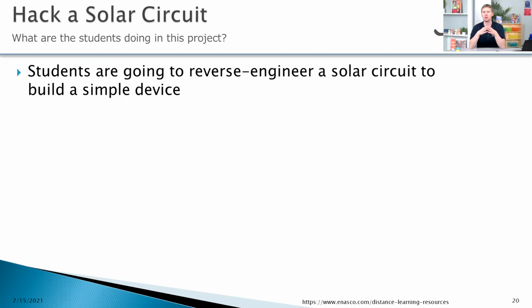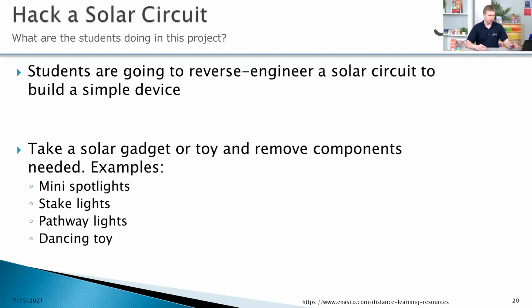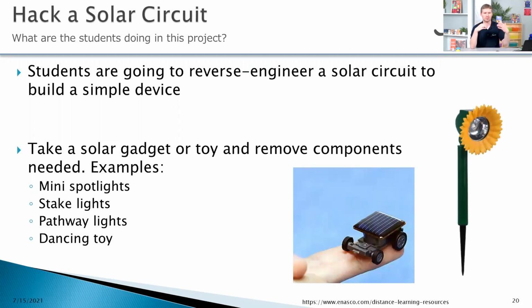So basically what you're doing is reverse engineering a circuit that you have from a simple device. You would find common things like a toy or gadget that has some kind of solar panel. I have listed a couple of different examples, and I have some images there, but you're going to actually tear apart some of this stuff just to get to the components. And then you're going to utilize that.